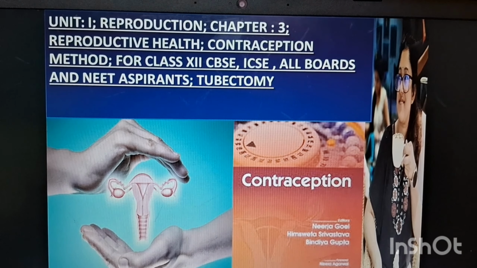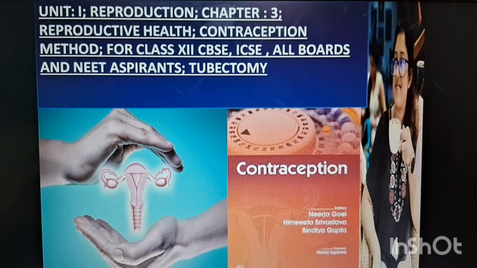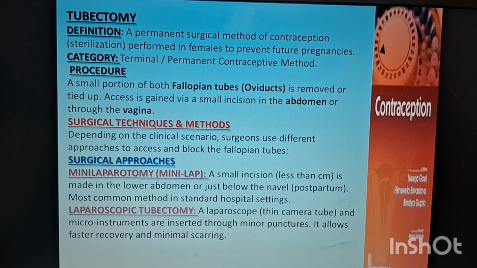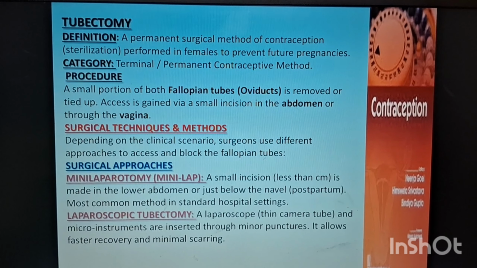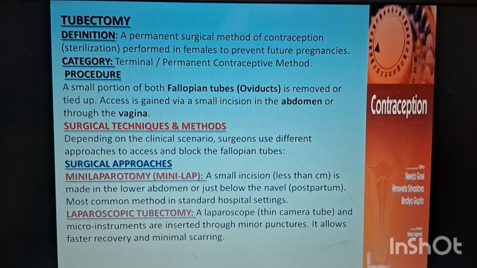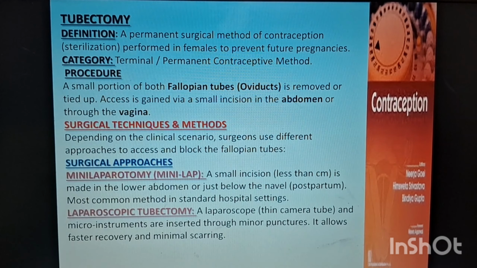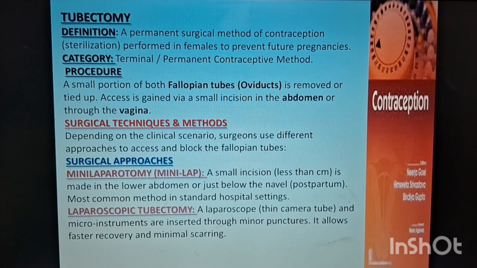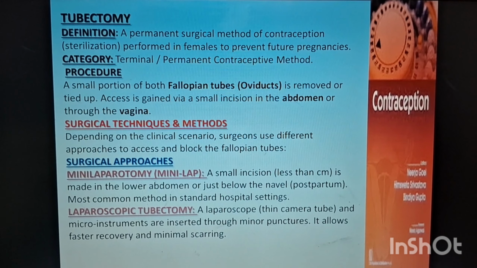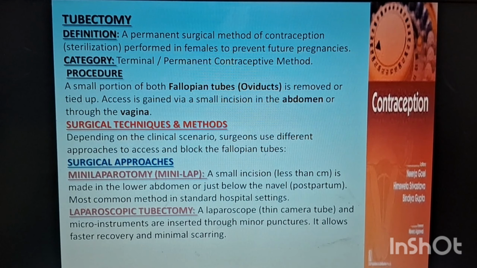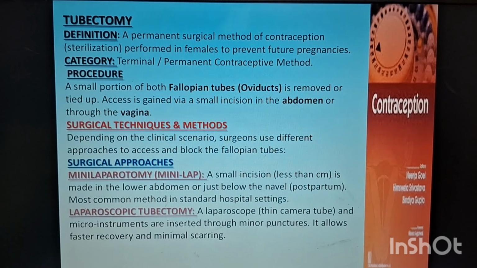Chapter 3, Reproductive Health, Unit 1, Reproduction, and today I will discuss the process of tubectomy. Definition of tubectomy: a permanent surgical method of contraception, that is sterilization, performed in females to prevent future pregnancies. Category: that is terminal or permanent contraceptive method. Procedure: a small portion of both fallopian tubes, oviducts, is removed or tied up. Access is gained via a small incision in the abdomen or through the vagina.